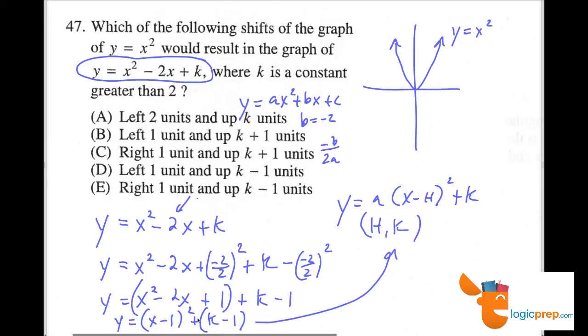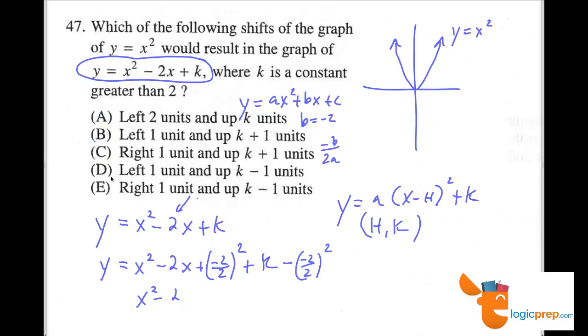So here we can see that we have a shift of up k minus 1 units, which is between d and e. And now when we subtract 1 from x, this shifts counterintuitively, and we'll shift it right 1. So it becomes e. What you really want to remember here is completing the square. So one more time, we'll do completing the square, just to review. If you already get it, you can move on.